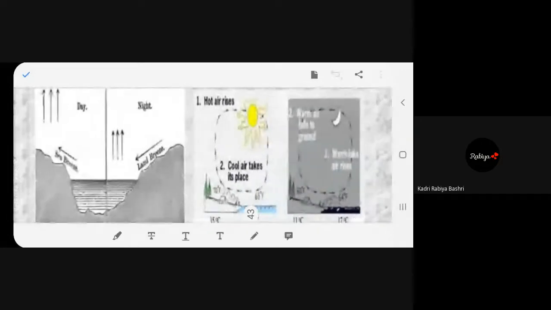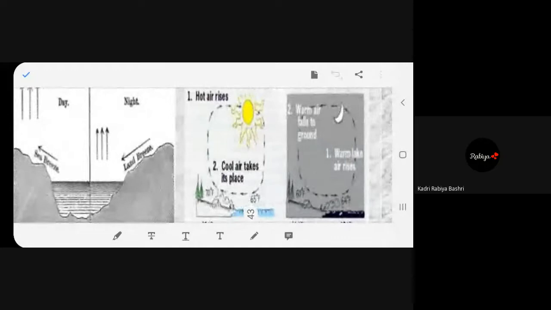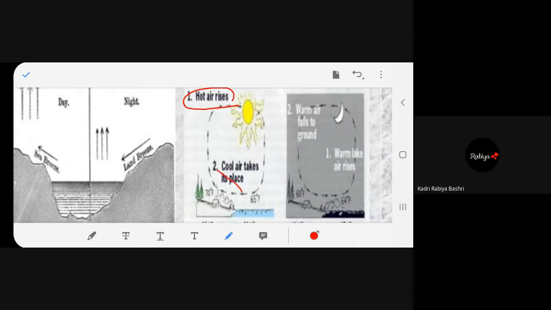Same way here. In the morning, what is happening? Hot air rises, and over here, cool air takes its place. Right, beta? This is the cycle which goes on. This is during the daytime.